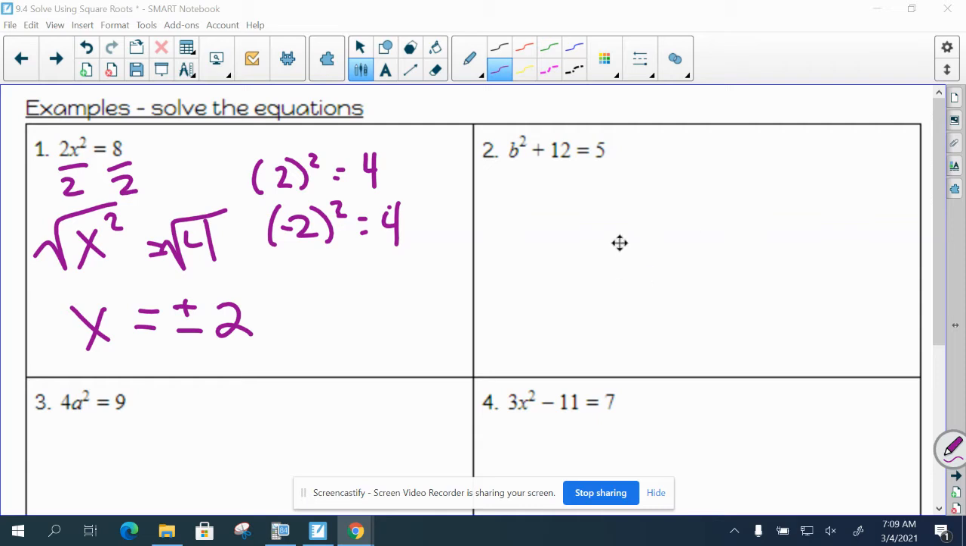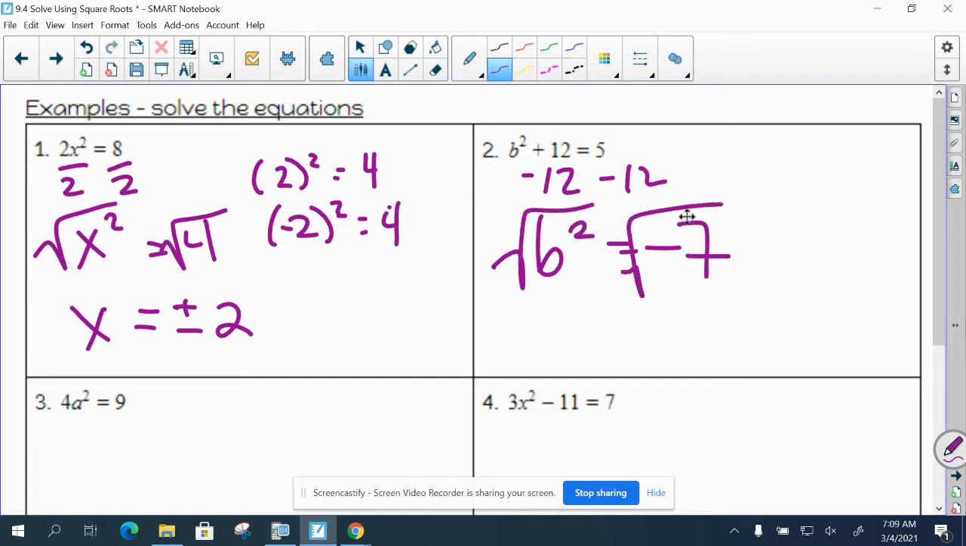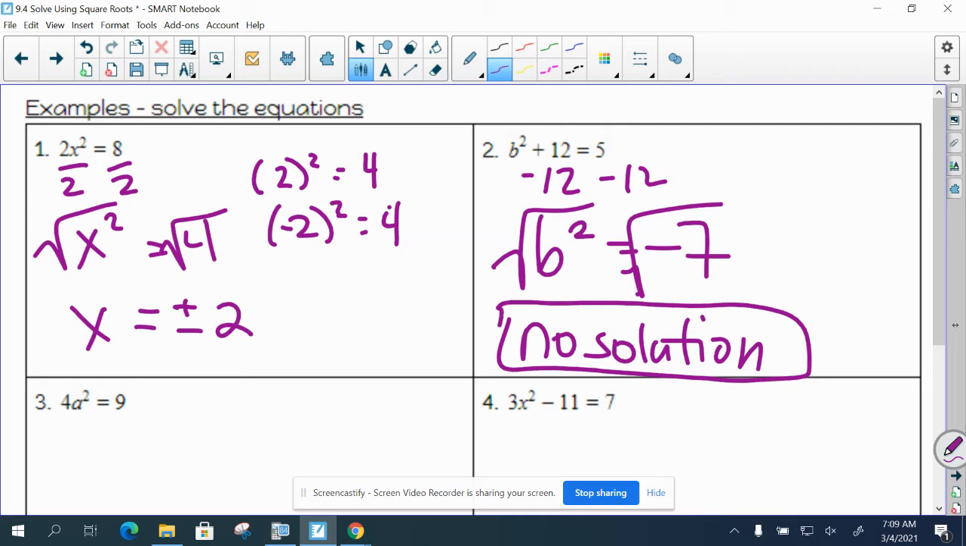All right, number 2. So we'll subtract the 12 over this time since it's being added. So we get b to the second equals 5 minus 12, which is negative 7. And if you try to take the square root of negative 7 in your calculator, it's going to give you an error message because you actually can't take the square root of a negative number. Think about it. If you were to square any number, it can never give you a negative number. So if you tried to do the opposite, take the square root of a negative number, it will never give you a positive number. Now, you would then say no solution if you try to take the square root of a negative number and it gives you an error message.